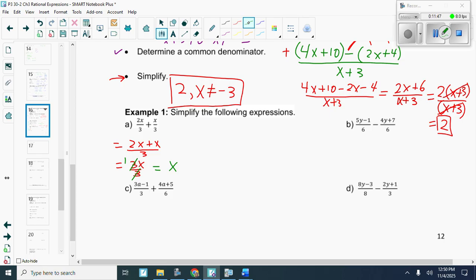Did you all see that? There's no restrictions on this because the denominator was 3. There's no variables on the bottom, so there's no restrictions. So this would be our final answer. Good job, guys.